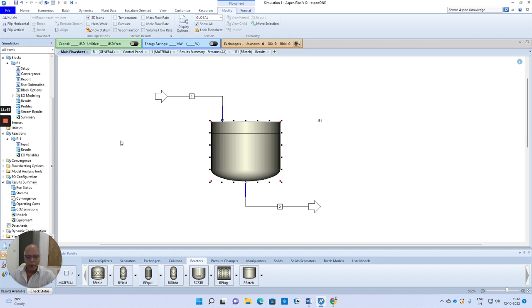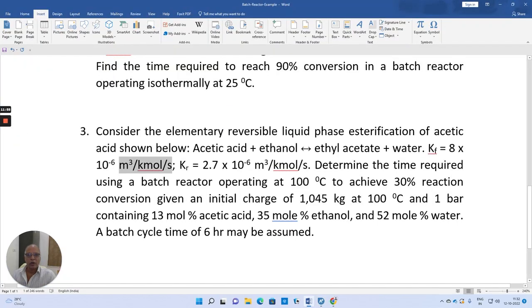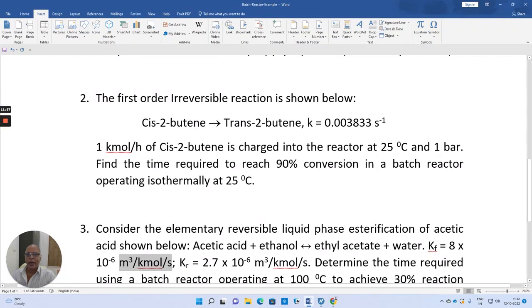Now, I would like to deal with maybe another example just to give you an idea about the complete batch reactor. Consider a first order irreversible reaction. So you have cis-butene being converted into trans-butene. The rate constant is given in SI units. This is the rate constant.